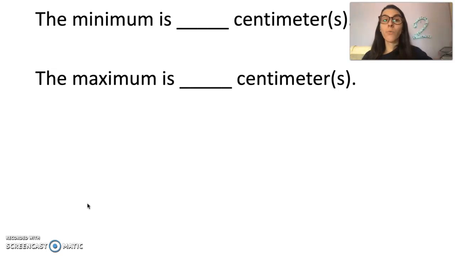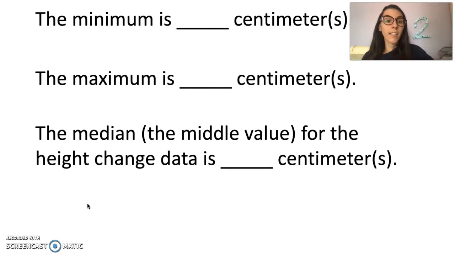Now don't be fooled. You might want to write 10 for this answer. But 10 is not the right answer, because if you look back in your bar graph, remember that no children grew 10 centimeters. So 10 cannot be the maximum. 9 would be your maximum in this case, because 9 is the biggest amount of centimeters that children grew. The next question is asking you about the median. Remember that the median is the middle value, the number in the middle.